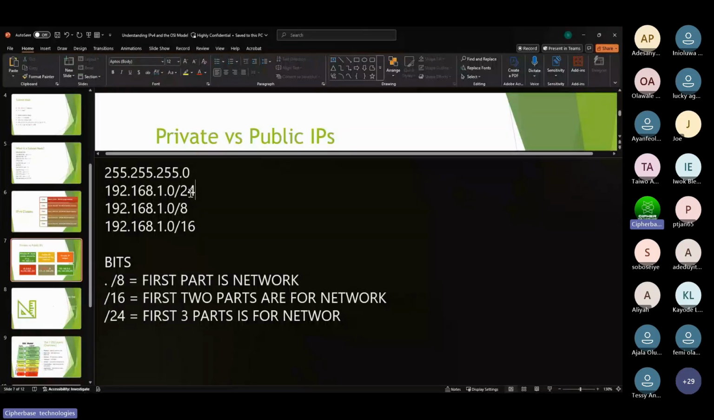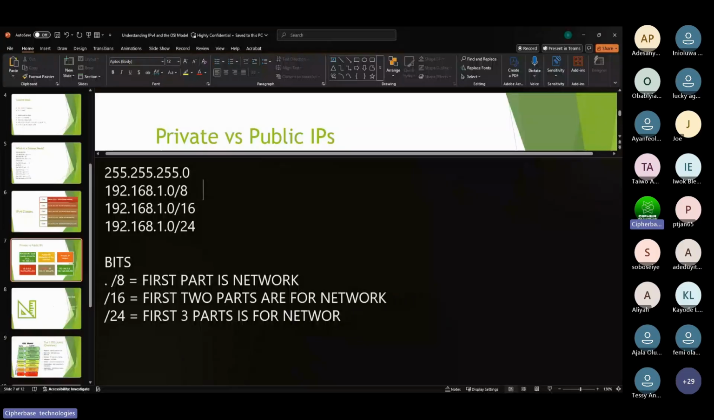Then the rest is host. So anywhere you see /8 like this, you know only the first part is for network. The rest is for host. Only 192 is for network, while 168.1.0 are for host. Anywhere you see /16, you know that the first 2 are for network, then the rest is for host. So that's simply what I'm trying to explain here.